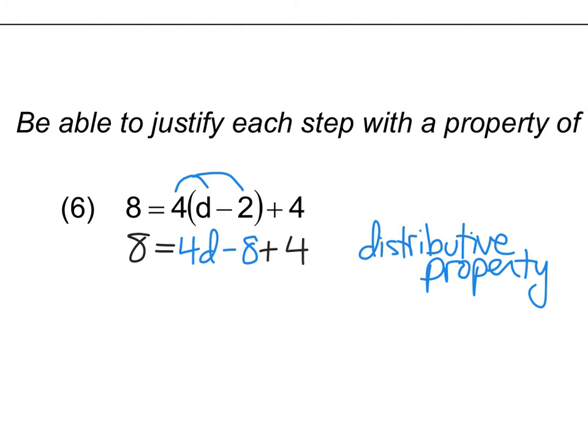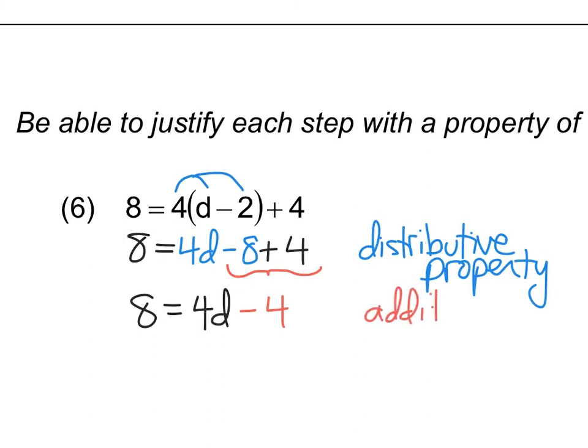This guy over here can be combined, or these two guys, or gals, I don't know. So my next line would be 8 equals 4D. What's negative 8 plus 4? Negative 4. As far as a justification for that, that's just addition. It's not additive identity, additive inverse, nothing like that. We just added the two. Combined like terms, if you want to say that.